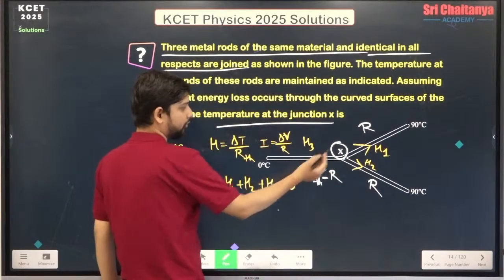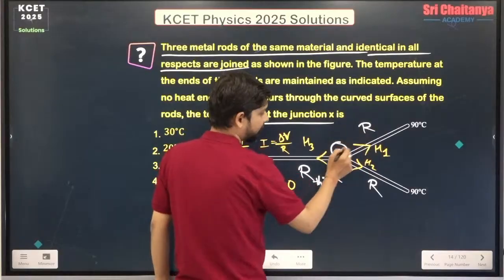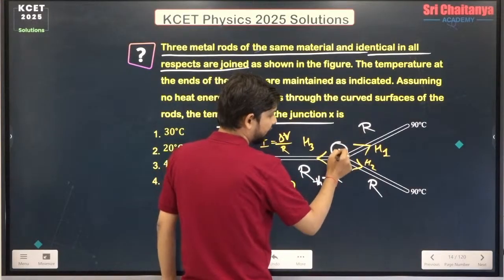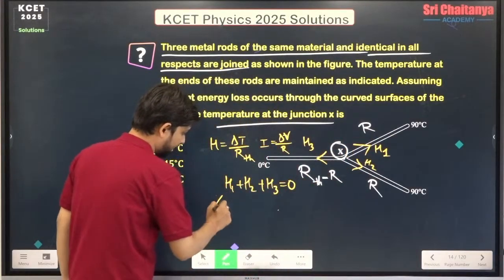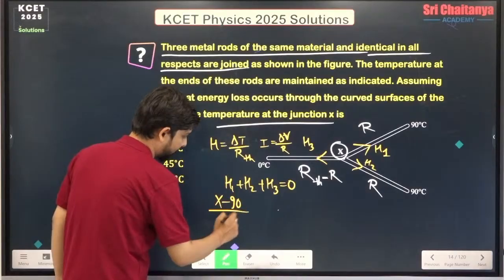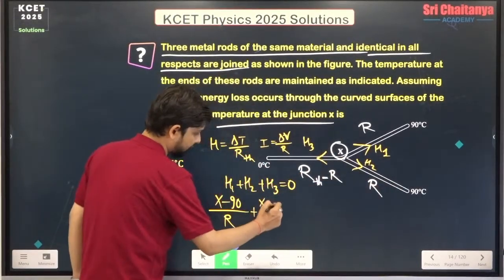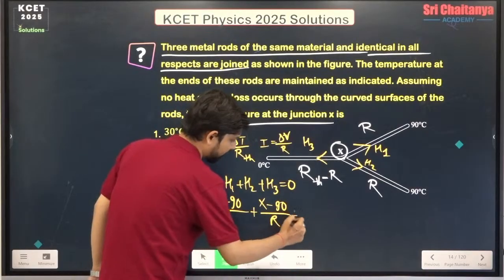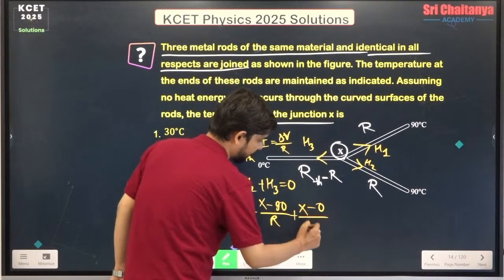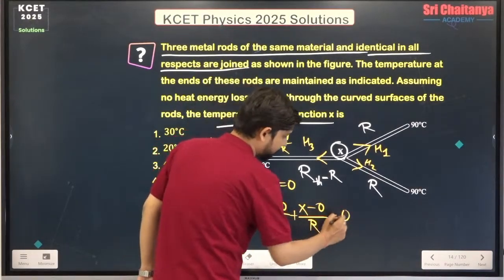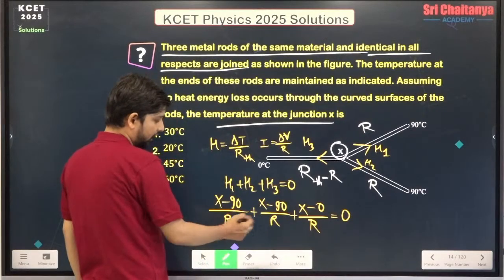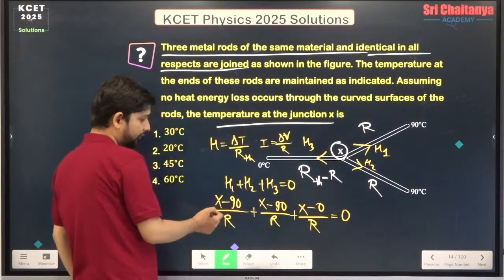It is not moving from to here, it is moving from here. So we have assumed this X is greater than 90 degree. So it is X minus 90 divided by resistance R1, R. Then for this H2 it is the same, X minus 90 divided by R plus X minus 0 divided by R is equal to 0. So R will get cancelled out.